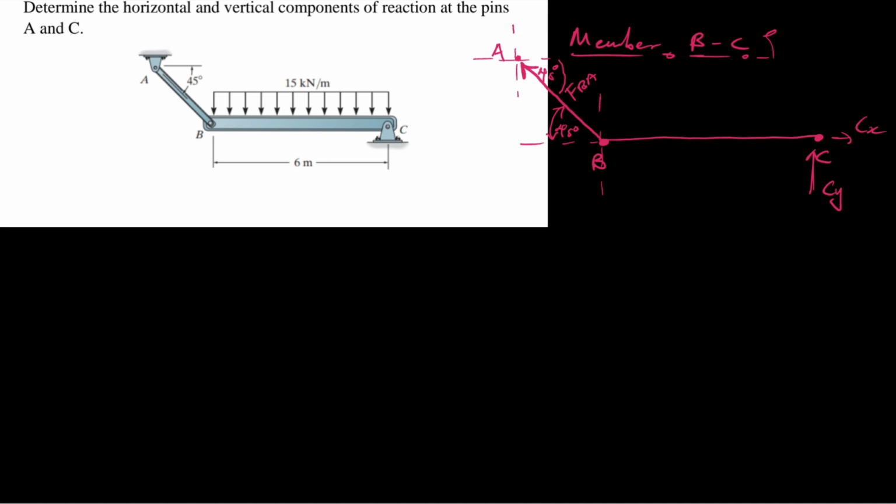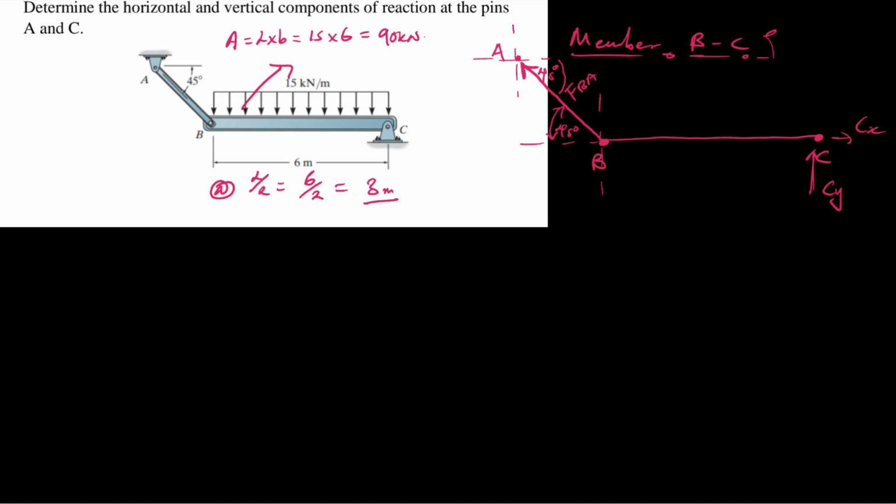Now, how are we going to do that? All we have to do is to find the area. Now the area will be L by B, which is 15 times 6, and 15 times 6 will give us a value of 90 kilonewtons. And the centroid for a rectangular distributed load is always at L over 2, and L is 6 divided by 2. That gives us 3 meters from B heading to C.